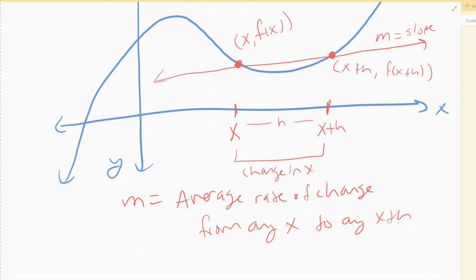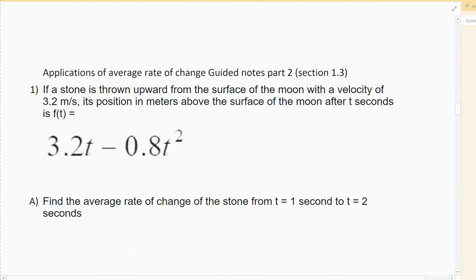Alright, so that's the difference quotient. So we're going to look at an example of finding an average rate of change in an application type. Alright, we'll do that in the next video.